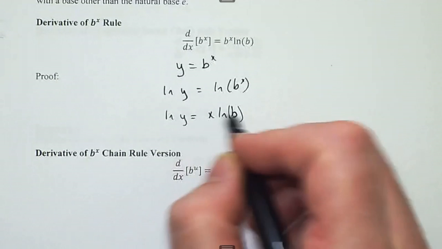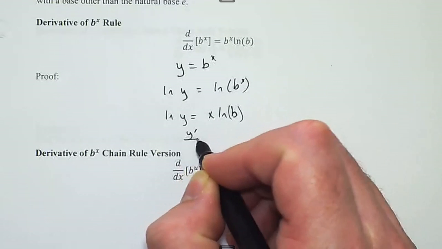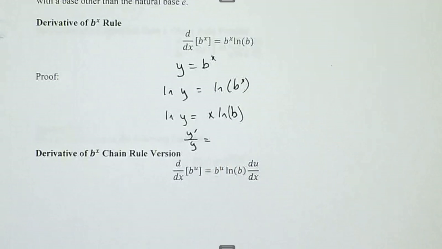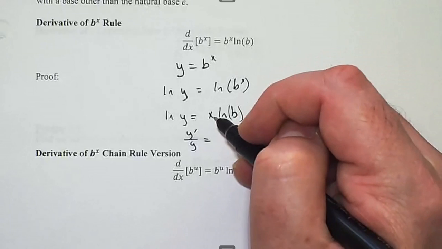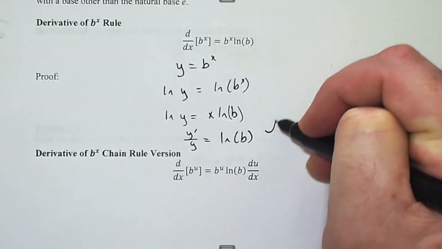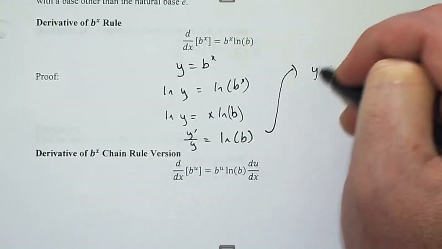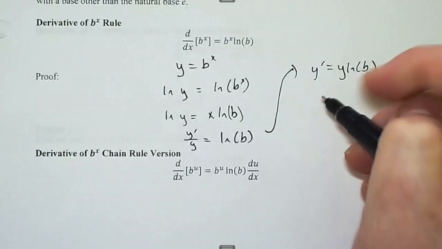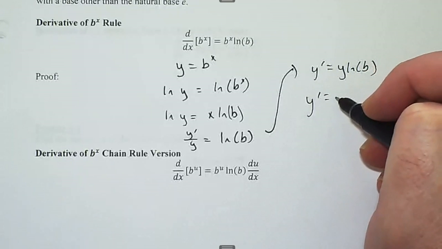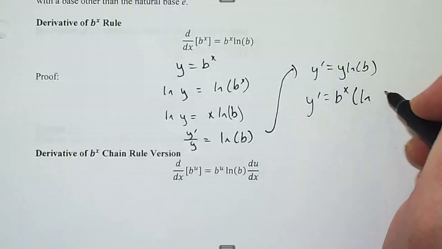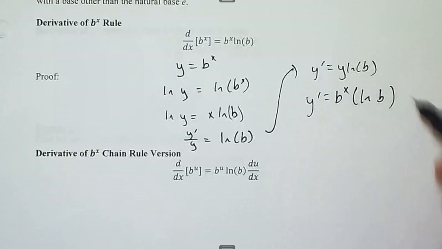All right, taking the derivative of each side gives me y prime over y equals, now the natural log of b is just a constant, so it just comes along for the ride. The derivative of x is 1, so it's just the natural log of b. Then if I multiply both sides by y, I'm showing all the steps here, I get y prime is equal to the original y, which was b to the x. And that's what I wanted to show.